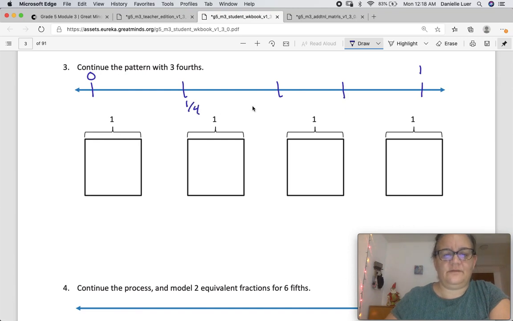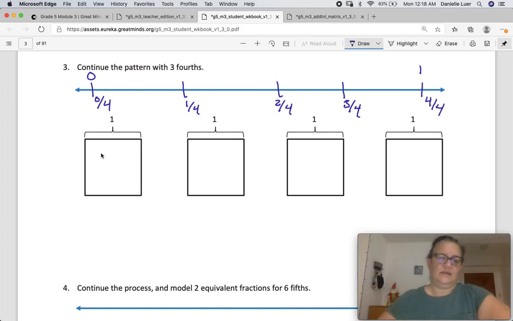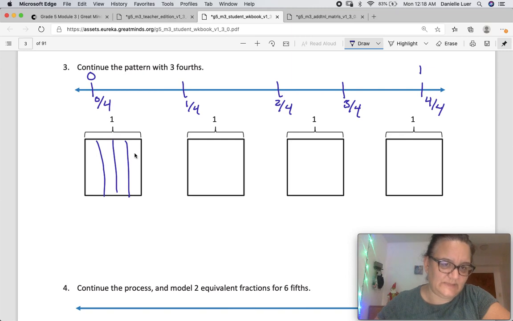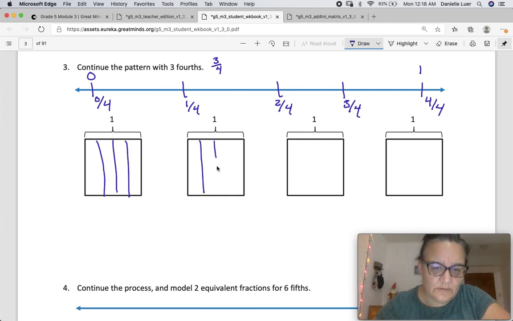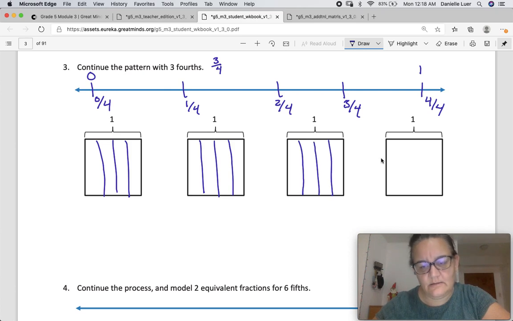I've got 1/4, 2/4, 3/4, and this is 4/4. And this would be 0/4. Okay, and that means I need to split that into 4. But it's 3/4. There we go. Draw my lines in right away. They're all going to be the same.